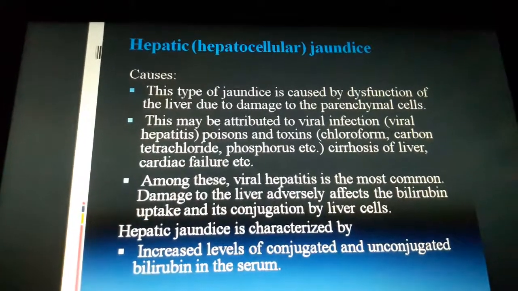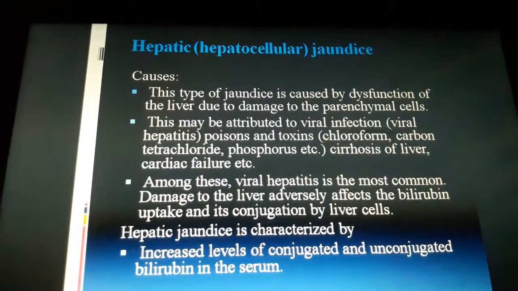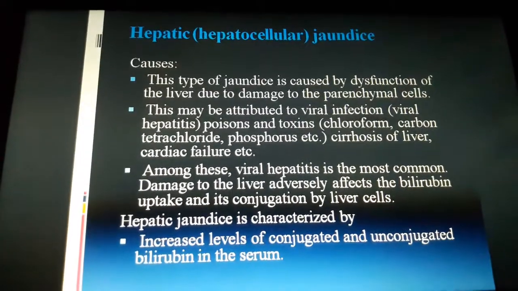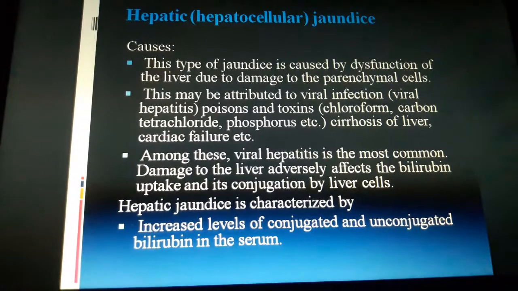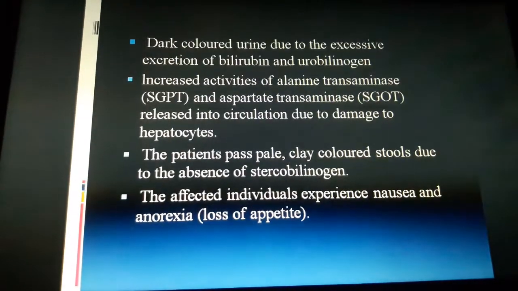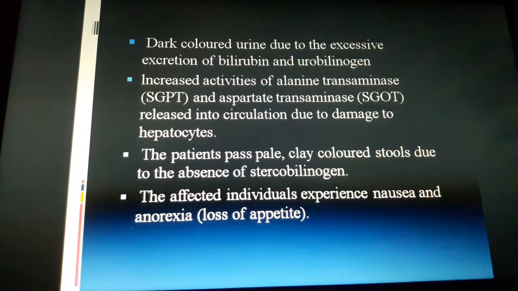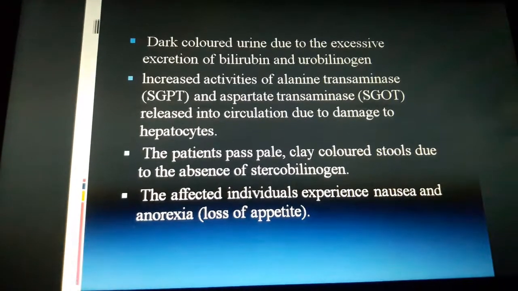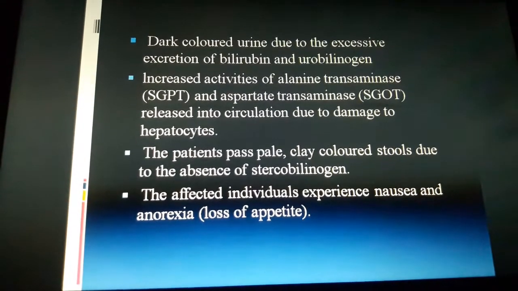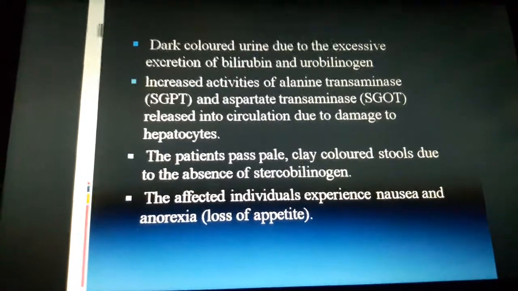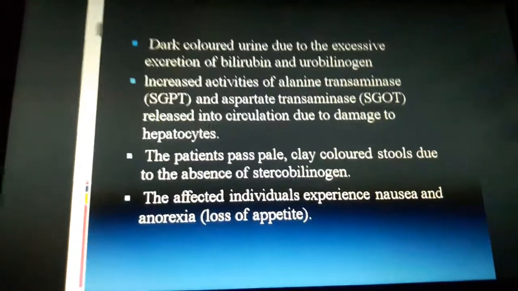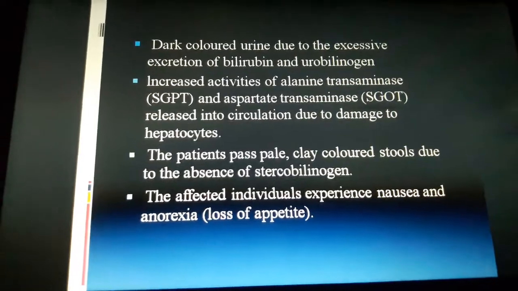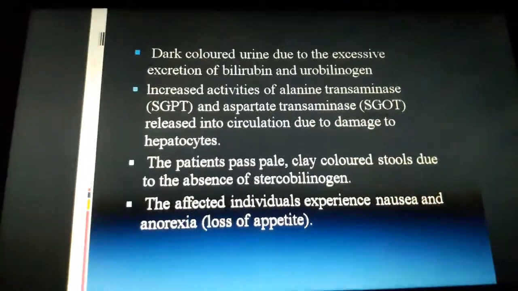Damage to the liver adversely affects the bilirubin uptake and its conjugation by the liver cells. Hepatic jaundice is characterized by increased level of conjugated and unconjugated bilirubin in the serum, dark color urine due to the excessive excretion of bilirubin and urobilinogen, and increased activities of alanine transaminases and aspartate transaminases released into circulation due to damage to the hepatocytes.